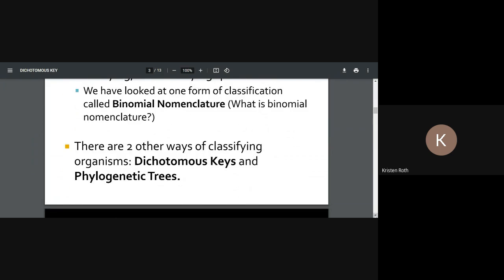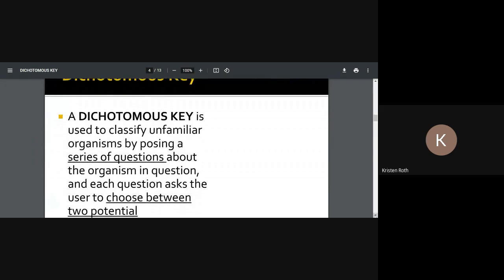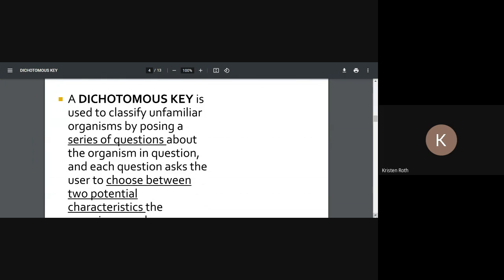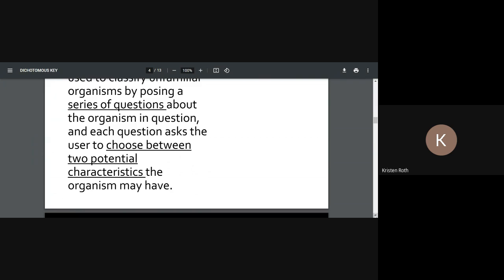So there's 2 other ways of classifying organisms, one being your dichotomous keys and one being phylogenetic trees. So first, we're going to look at dichotomous keys. I think this is the easier of the 2. The dichotomous key is used to classify unfamiliar organisms by posing a series of questions about the organism in question. And each question asks the user to choose between 2 potential characteristics the organism may have.